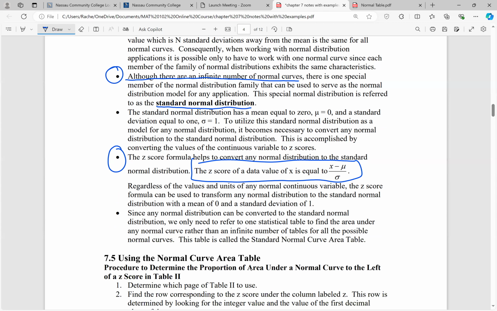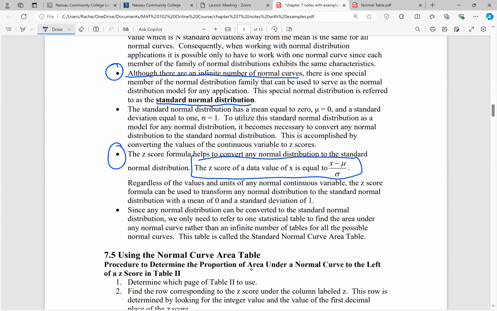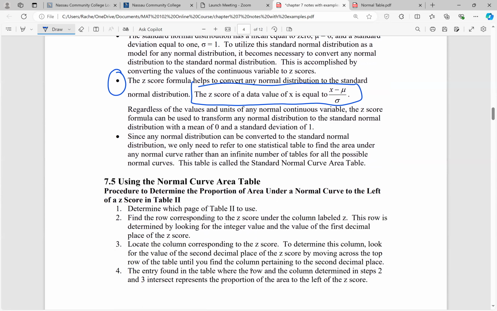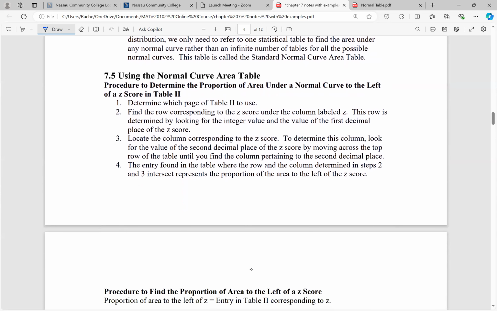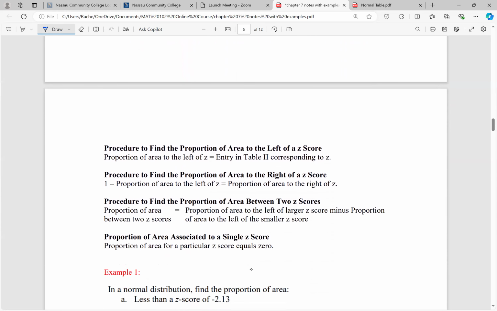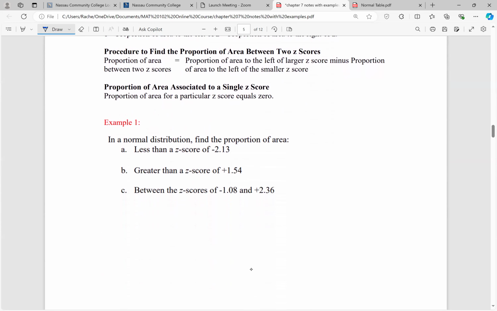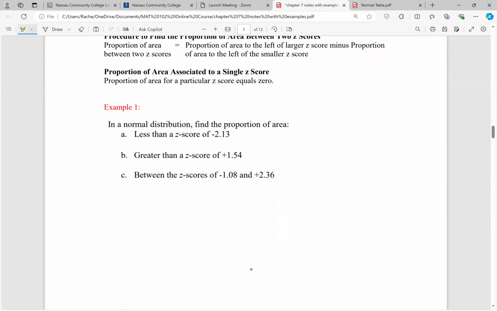So I'm going to teach you guys how to use this normal table. And you have the normal table in Brightspace. I have a PDF version linked for you, and I'm going to display mine. It's also in the book. So I'm going to teach you how to find a proportion of area under the curve. So I think the easiest way to do this is let's look at example 1.